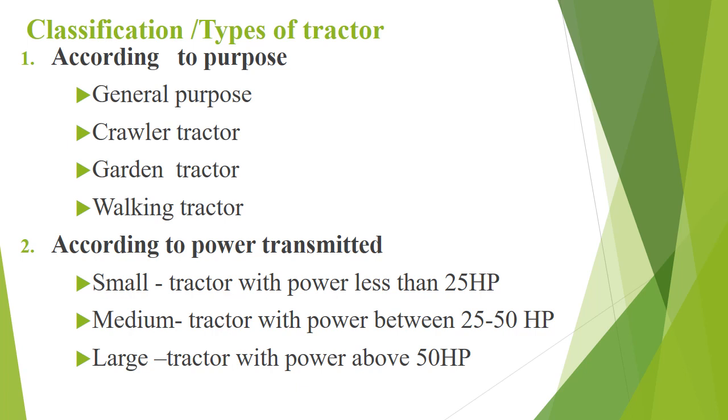According to the power transmitted, we have small, medium, and large tractors. In terms of the power transmitted, power is transmitted to a tractor in terms of horsepower. Small tractors are tractors with a horsepower of less than 25. Medium tractors have a horsepower of between 25 to 50. And large tractors have a horsepower of more than 50.